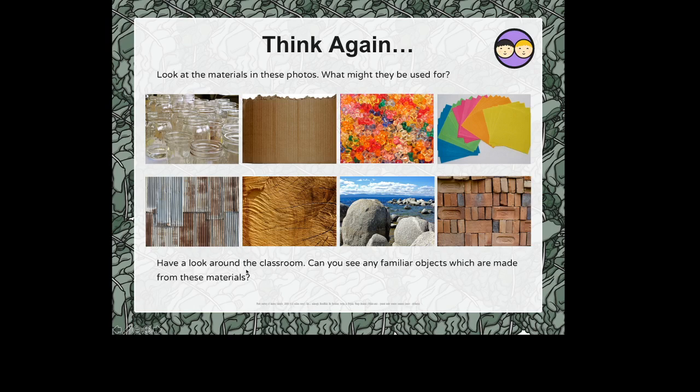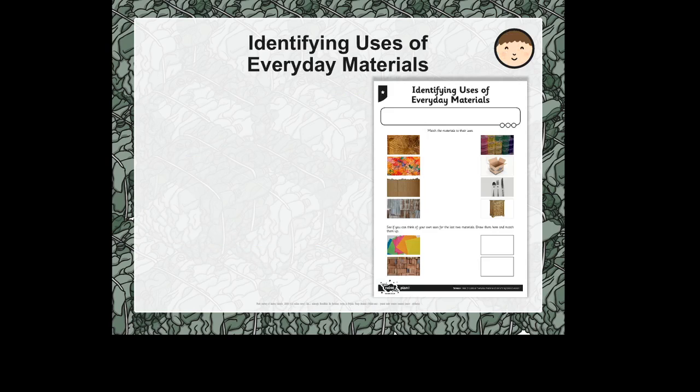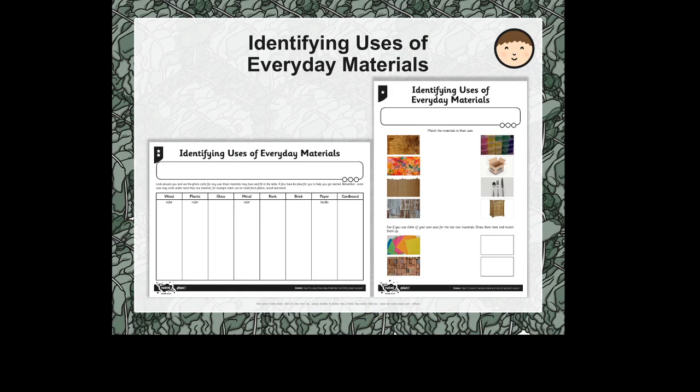It says here, have a look around your classroom. Well, obviously you're at home, so go and have a look around the house now. Spend 5 minutes. See if you can find some examples around the house of these different things, because you're going to need to know for this next bit. And that's what the next bit is.